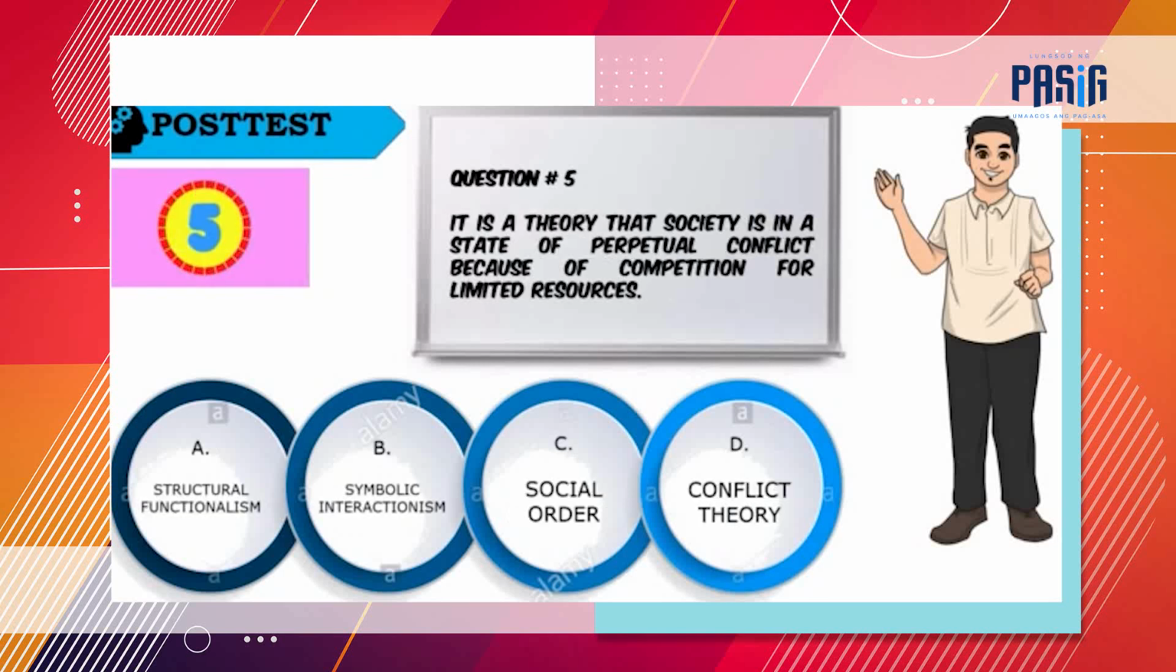Final question for our lesson for this morning. It is a theory that society is in a conflict, a perpetual conflict because of competition for limited resources. The choices are A. Structural functionalism, B. Symbolic interactionism, C. Social order, D. Conflict theory. The correct answer is D.